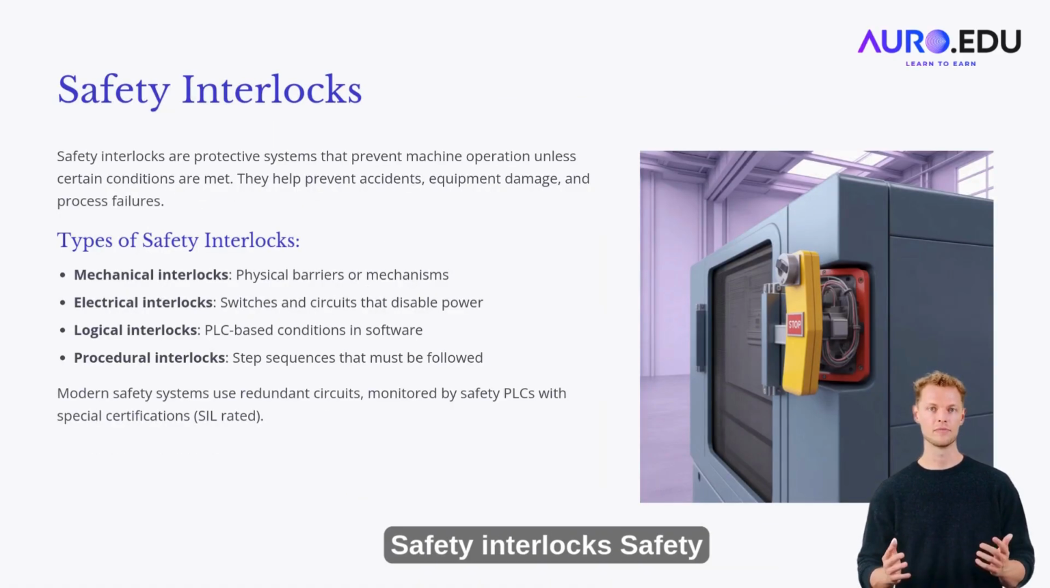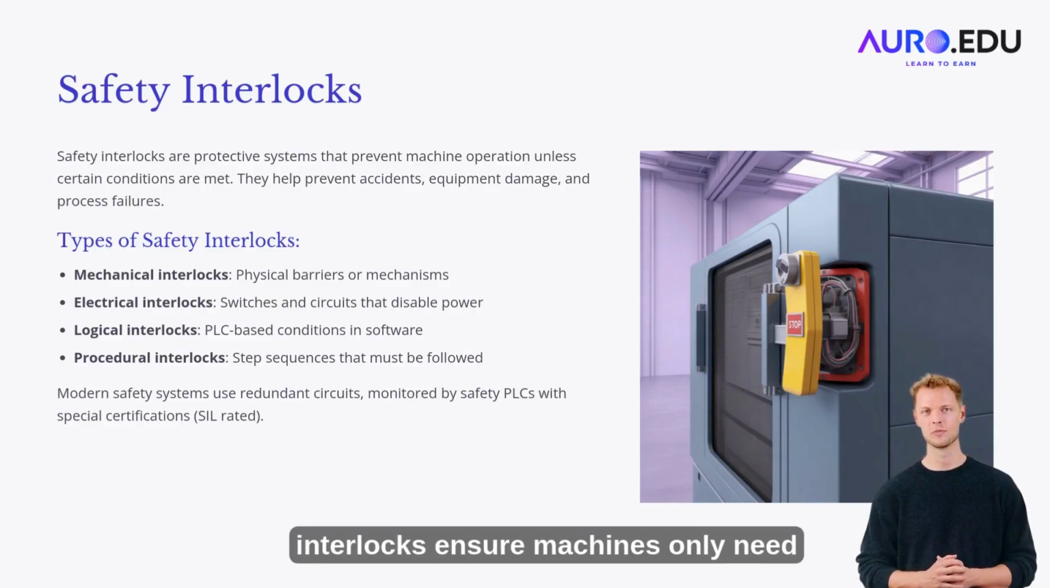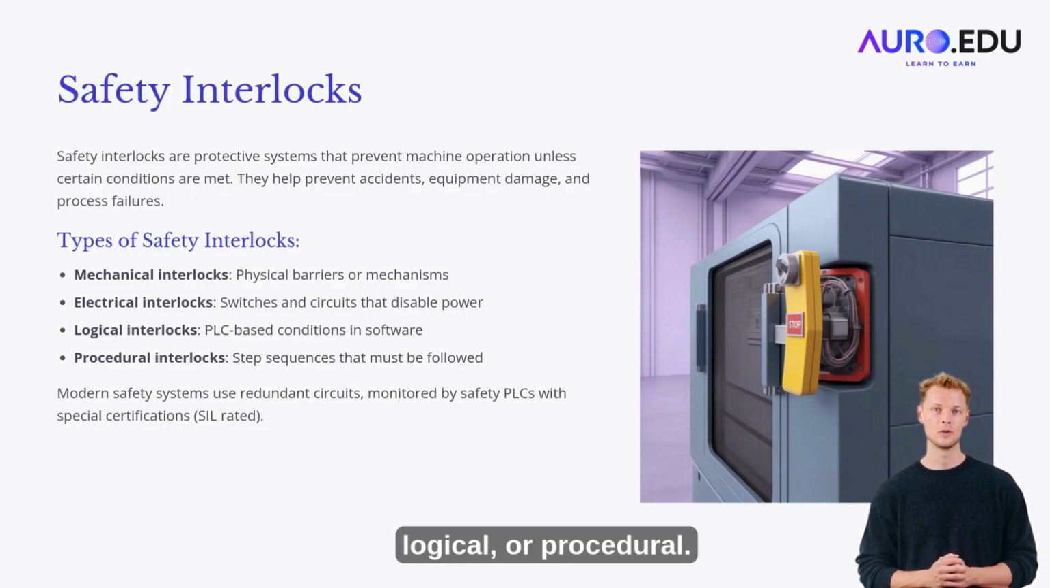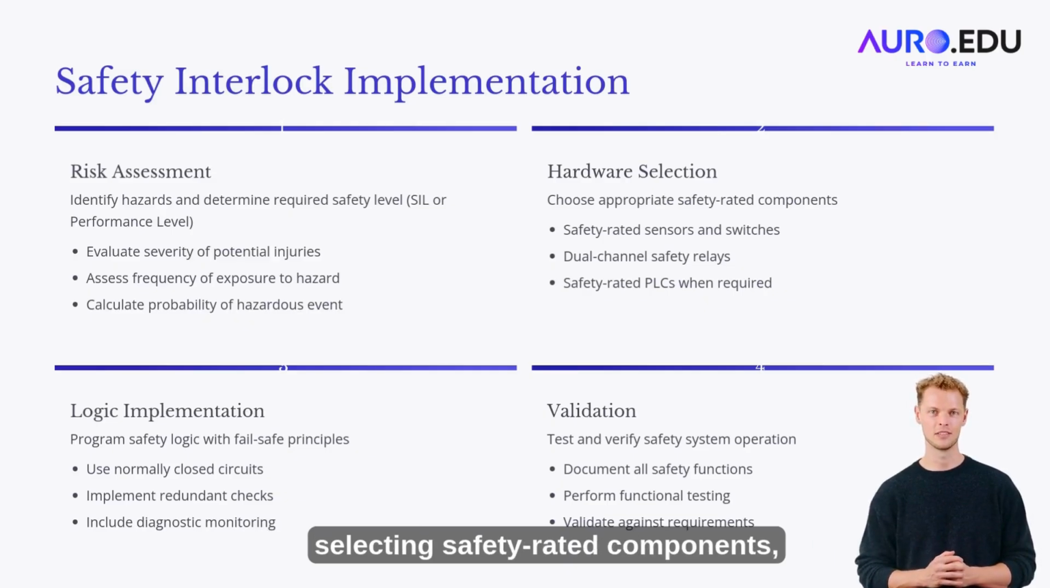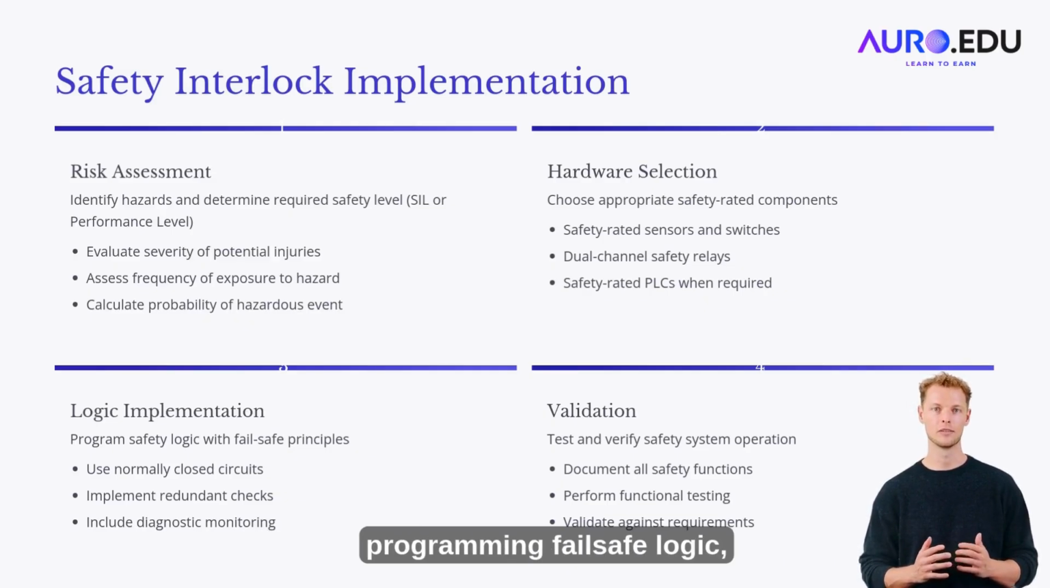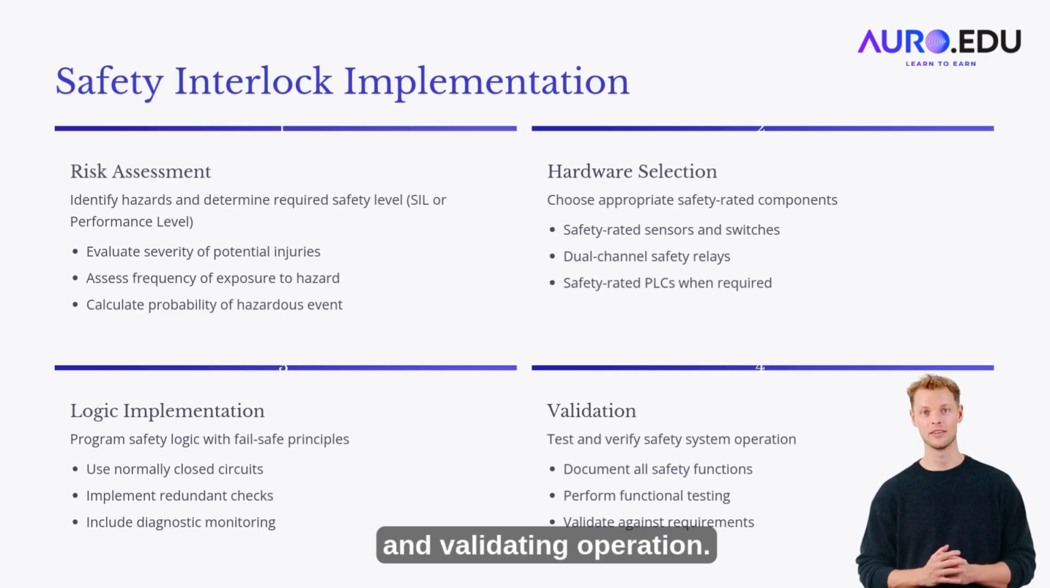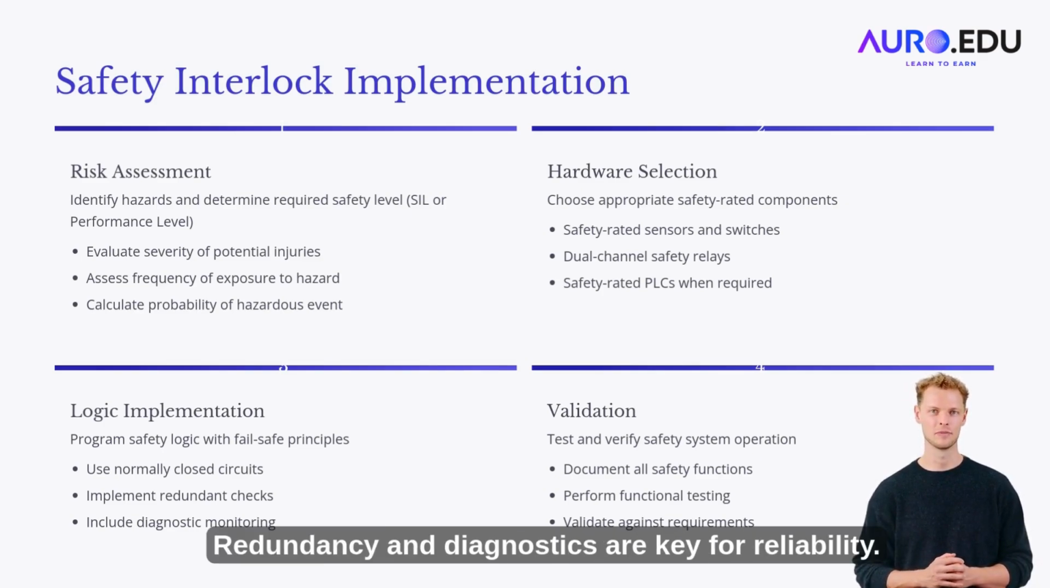Safety interlocks. Safety interlocks ensure machines only operate under safe conditions. They can be mechanical, electrical, logical, or procedural. Implementation involves risk assessment, selecting safety-rated components, programming fail-safe logic, and validating operation. Redundancy and diagnostics are key for reliability.